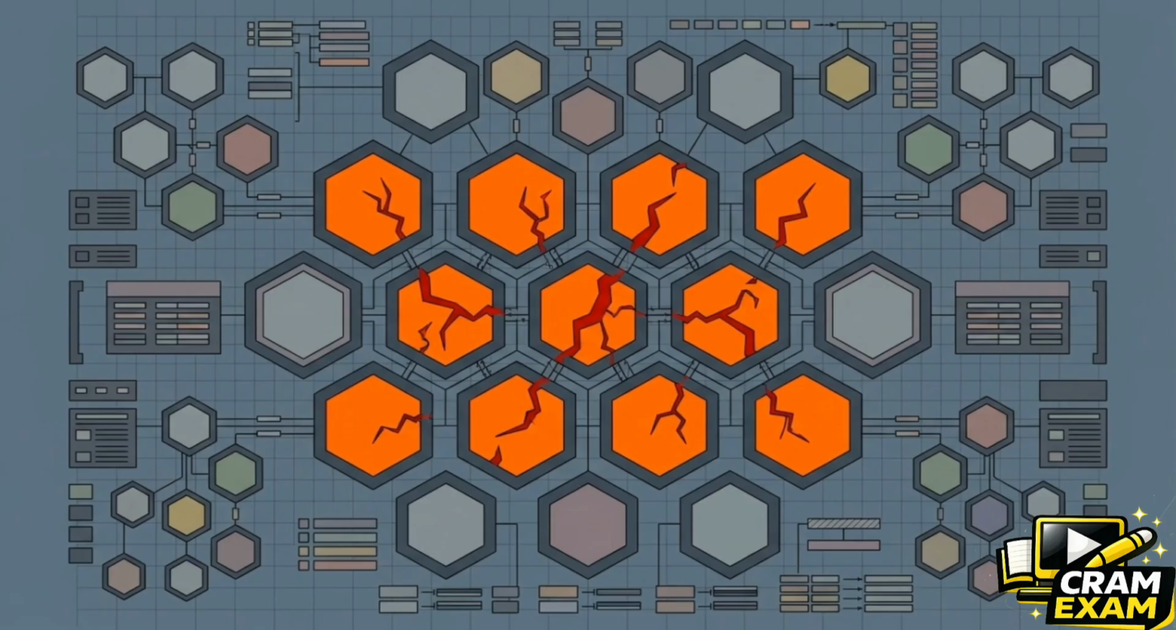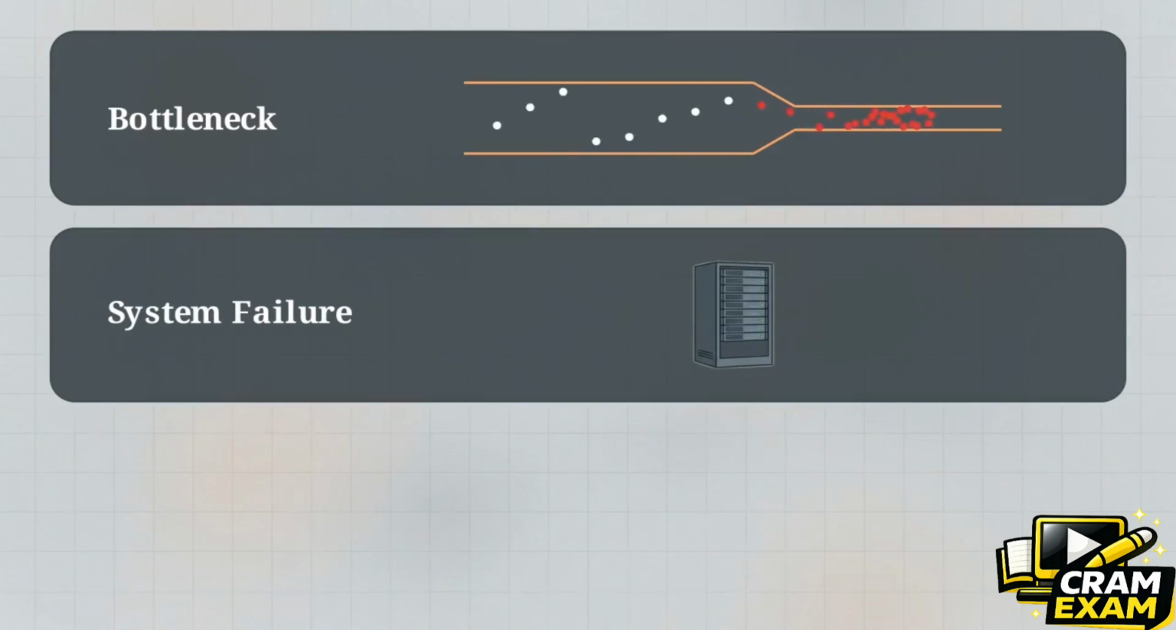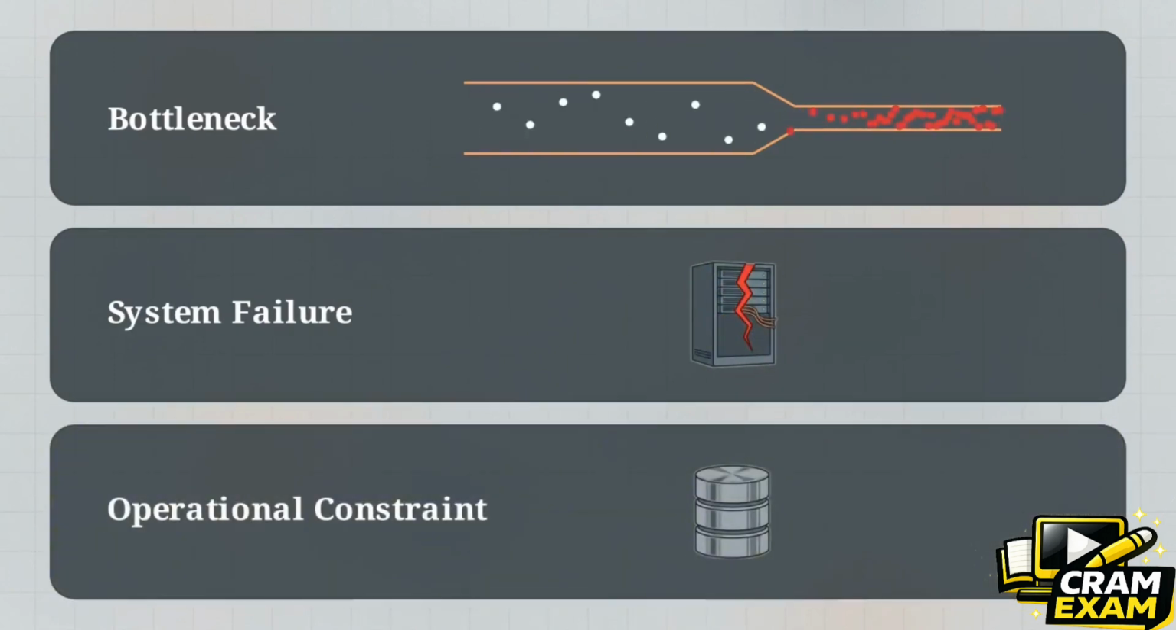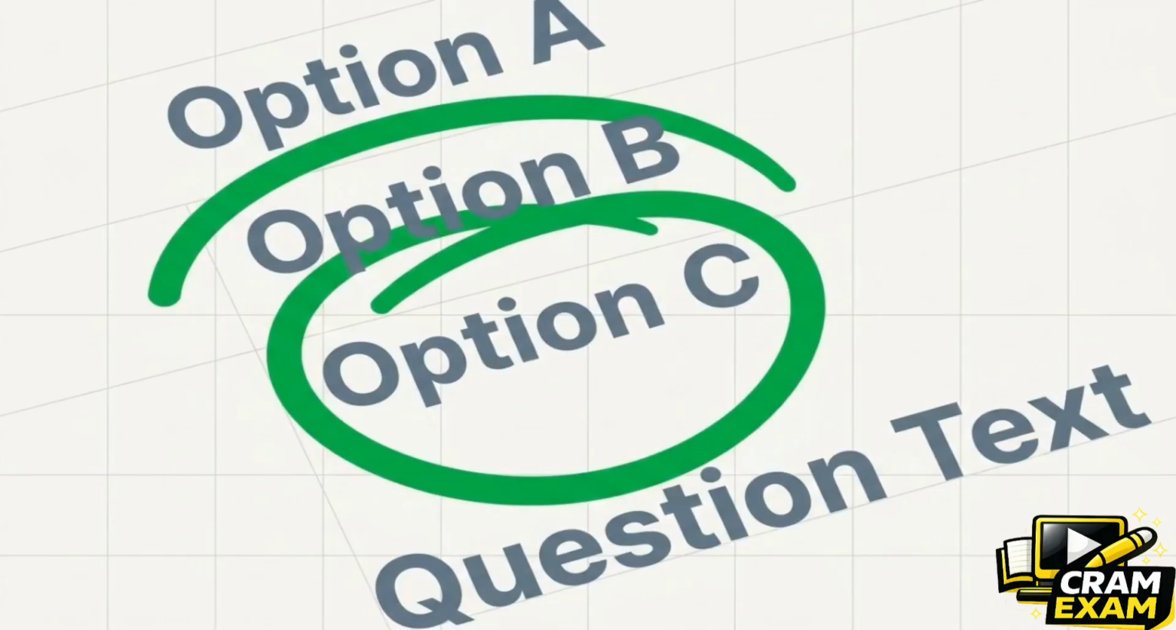Instead, they are actually hidden system failure patterns. Every scenario on that screen contains a specific bottleneck, a sudden failure, or a hard operational constraint waiting to be triggered. Shifting your mindset from memorizing services to predicting where these systems will break is how you reverse engineer the test. Once you identify the failure, the answer becomes predictable.